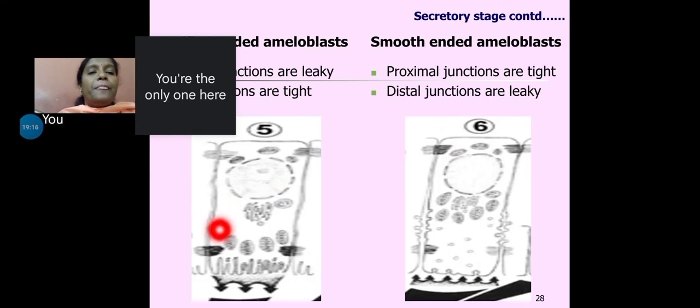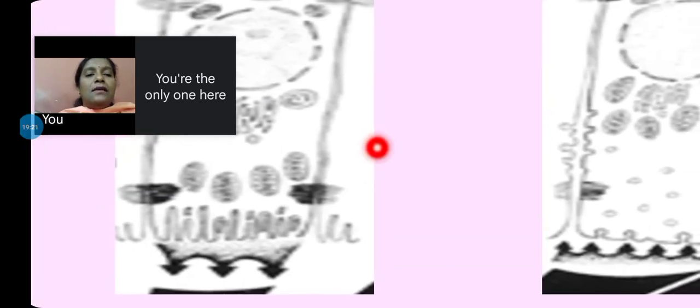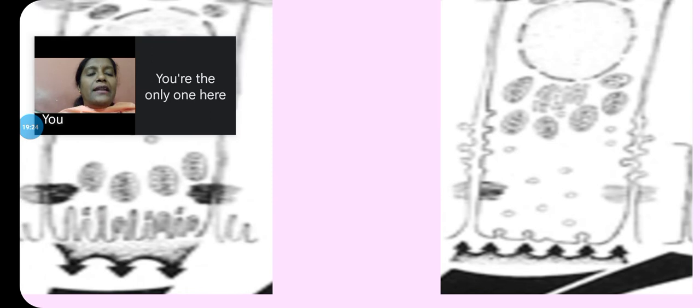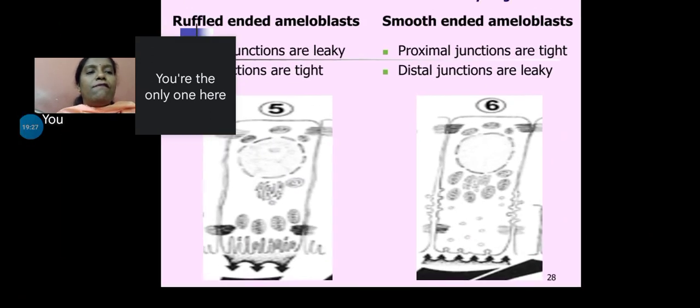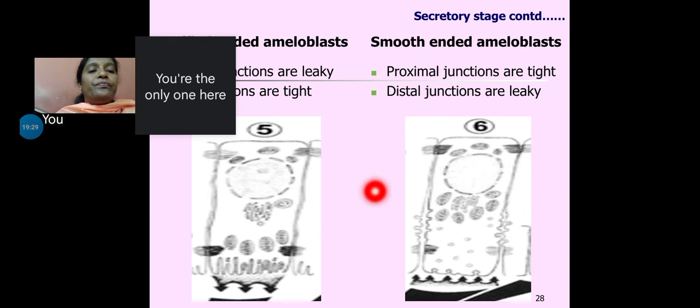See over here, smooth-ended ameloblasts. See, the borders are smooth. Ruffle-ended ameloblast, borders are going to be rough. So look at this, smooth-ended ameloblast and ruffle-ended or rough-ended ameloblast. In the smooth-ended ameloblast, the proximal junctions will be very tight, whereas the distal junctions, the distal terminal bars, are leaky. Whereas here in the ruffle-ended ameloblast, the proximal junctions will be loose, whereas the distal junctions will be very tight.